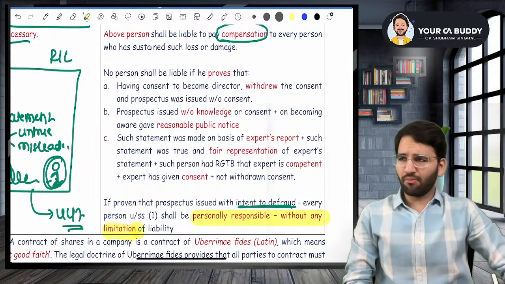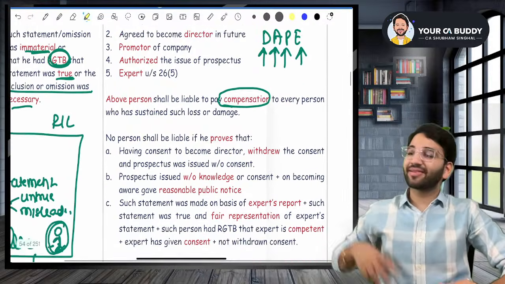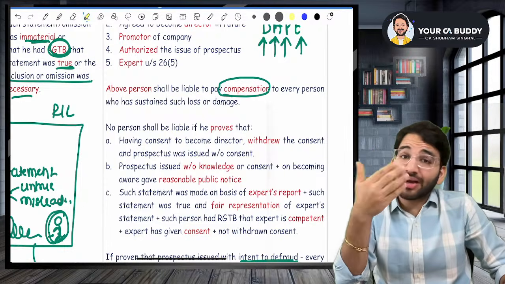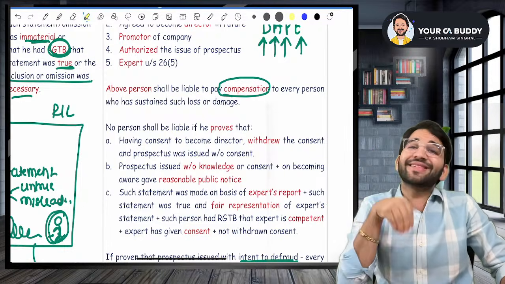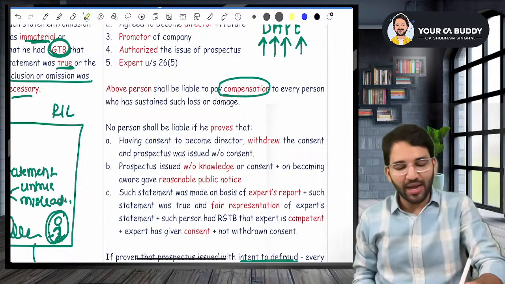But sir, is there a way I can escape this liability? Yes, sir, absolutely. There are three ways in which you can escape this liability. Number one, as a director, you have given your consent, but you withdrew the consent before the issue of prospectus. You will not be liable.